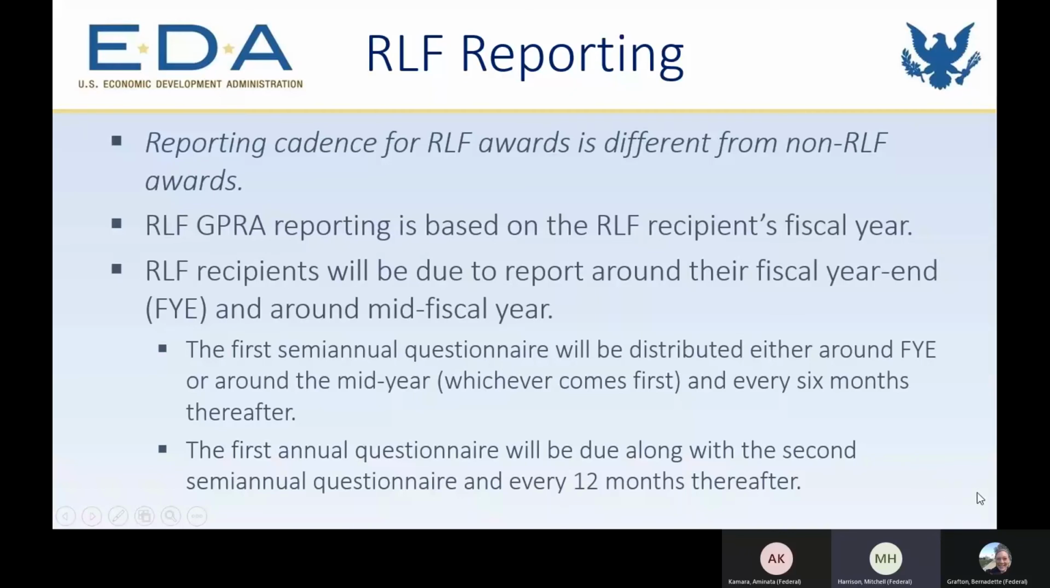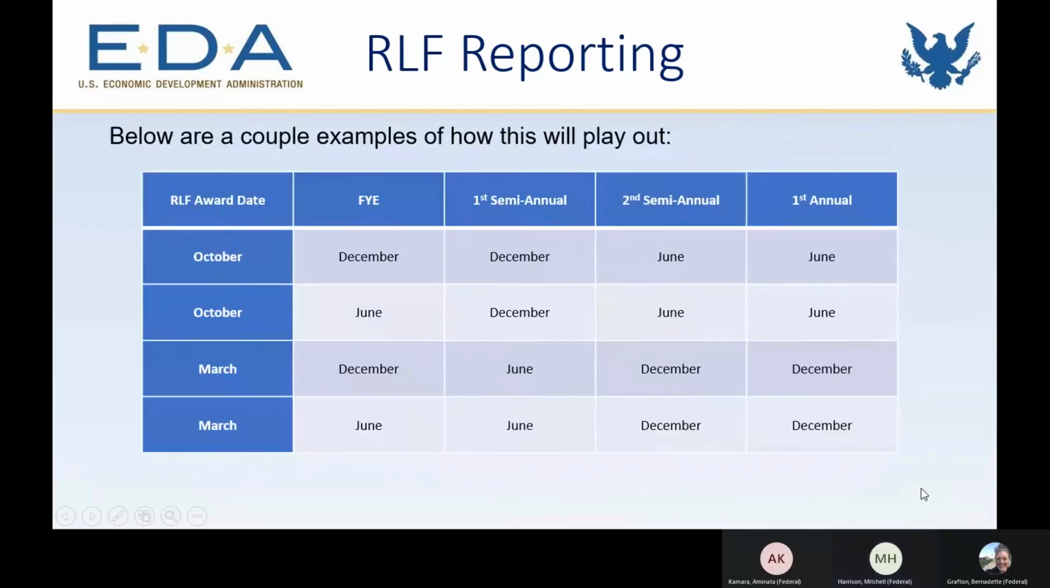The first semi-annual questionnaire will be distributed either around fiscal year end or around mid-year, whichever comes first, and every 6 months thereafter. The first annual questionnaire will be due along with the second semi-annual questionnaire and every 12 months thereafter. Allow me to walk through a couple examples of how this will work.